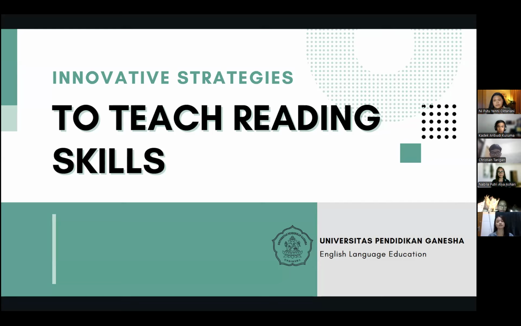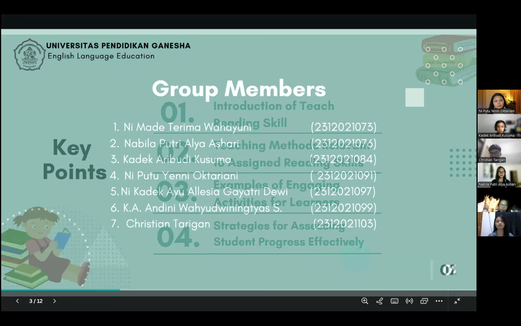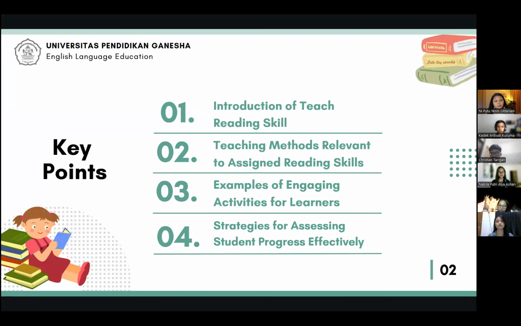Today, we are going to present about innovative strategies to teach reading skill. Here are our group members, and here are the key points of today's presentation. The first one is the introduction of teaching reading skill. The second one is teaching methods relevant to teaching reading skill. The next is examples of engaging activities for learning. And the last one is strategies for assessing student progress effectively. Okay, for the first speaker, the time is yours.